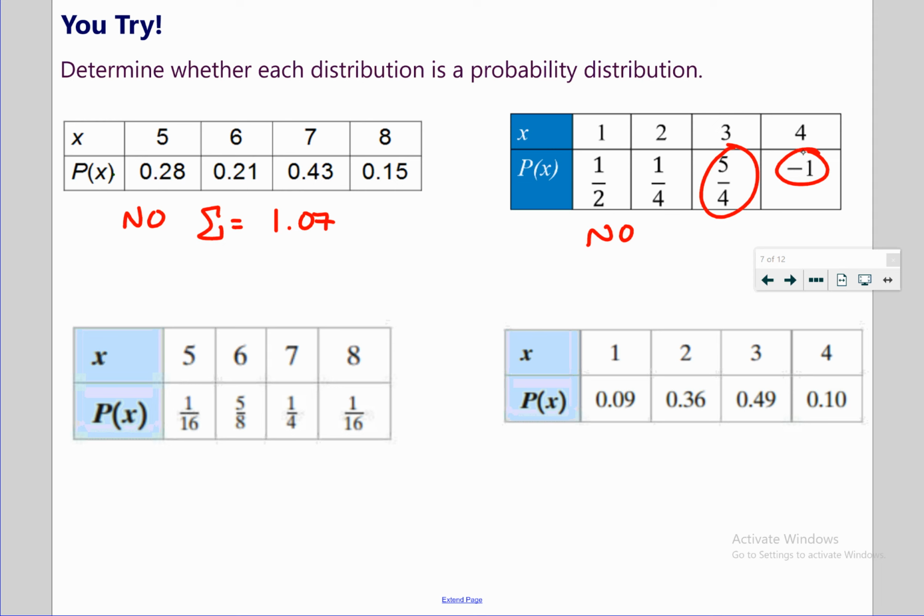Bottom left? Was a yes? Bottom right? No? Was it the sum on that one again? 1.04, a little too big. Okay. Questions determining if you do or do not have a probability distribution table? Very quick.